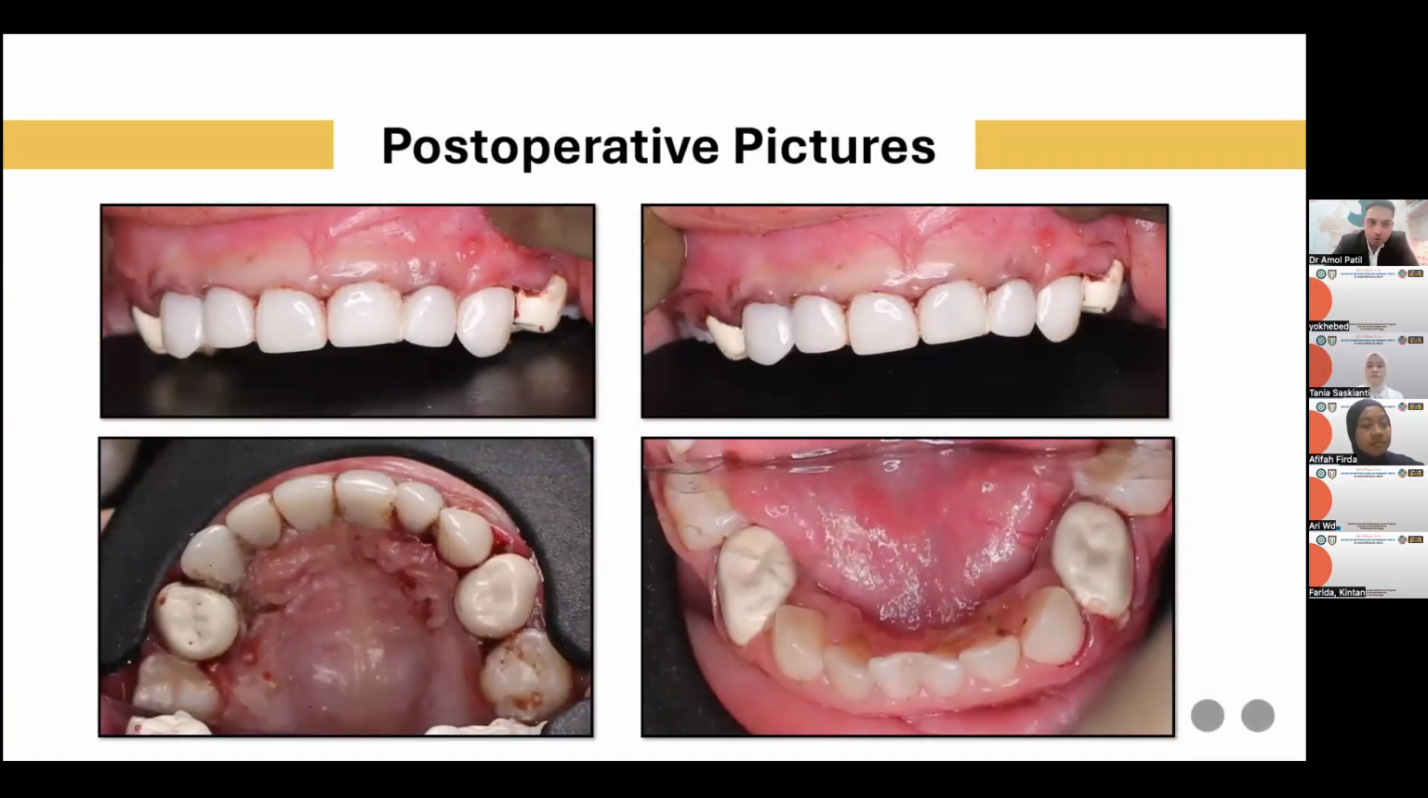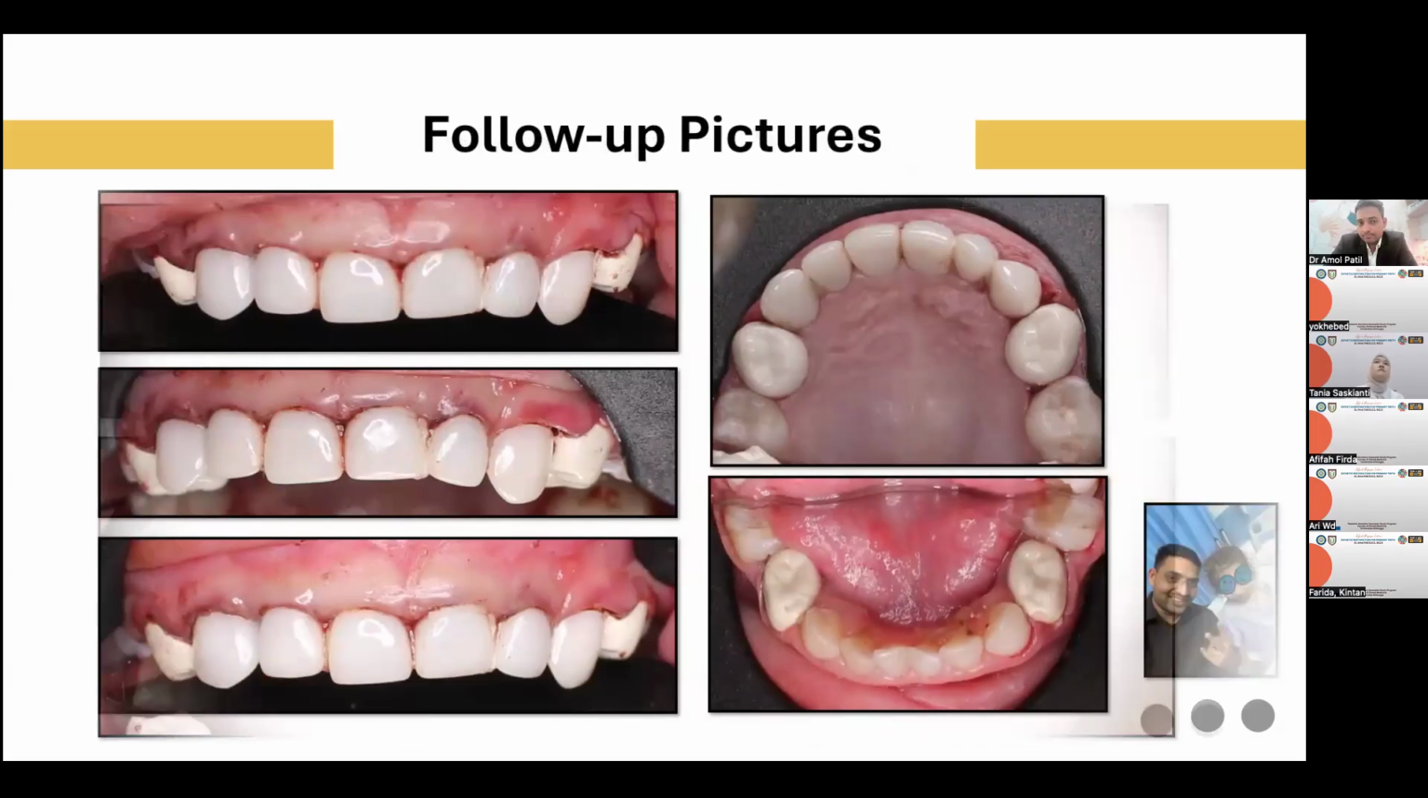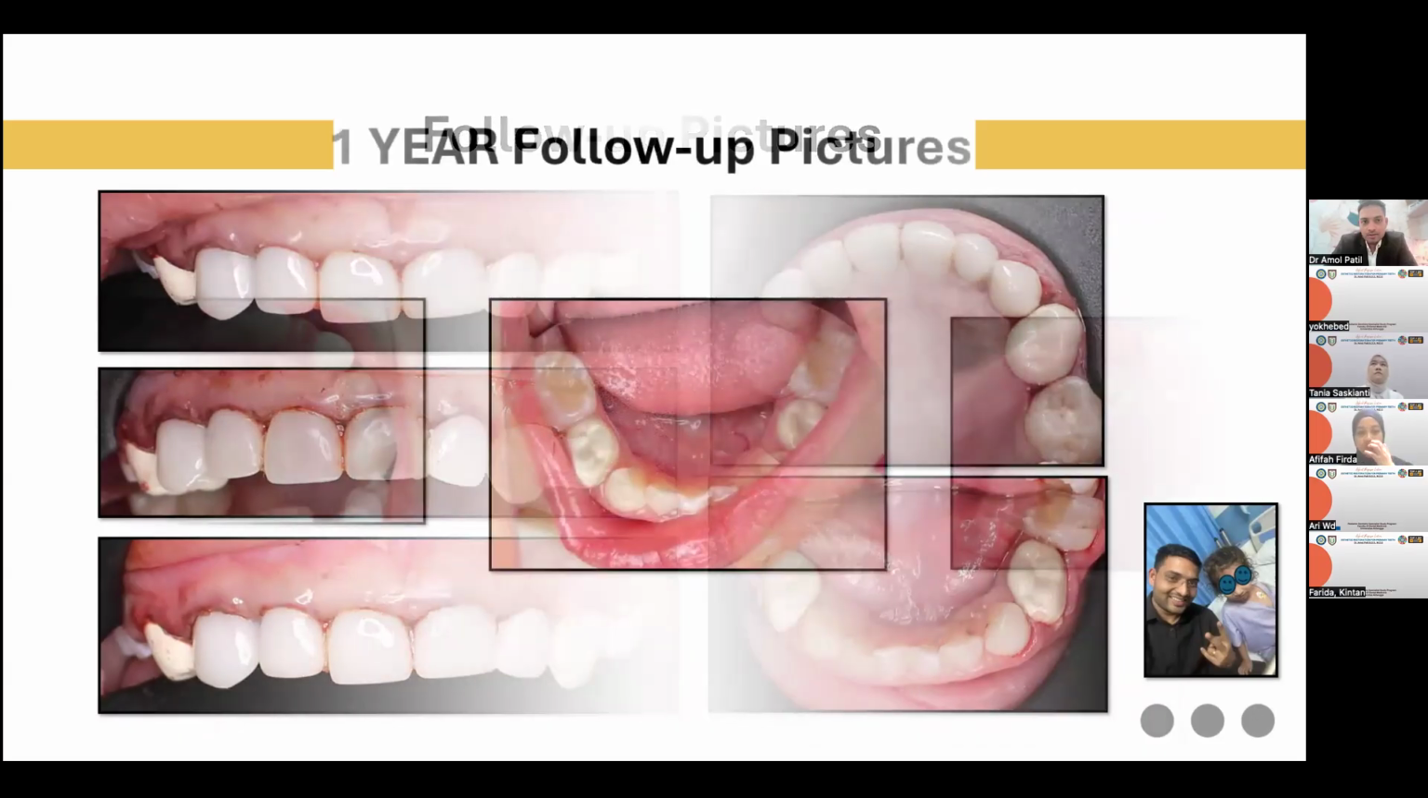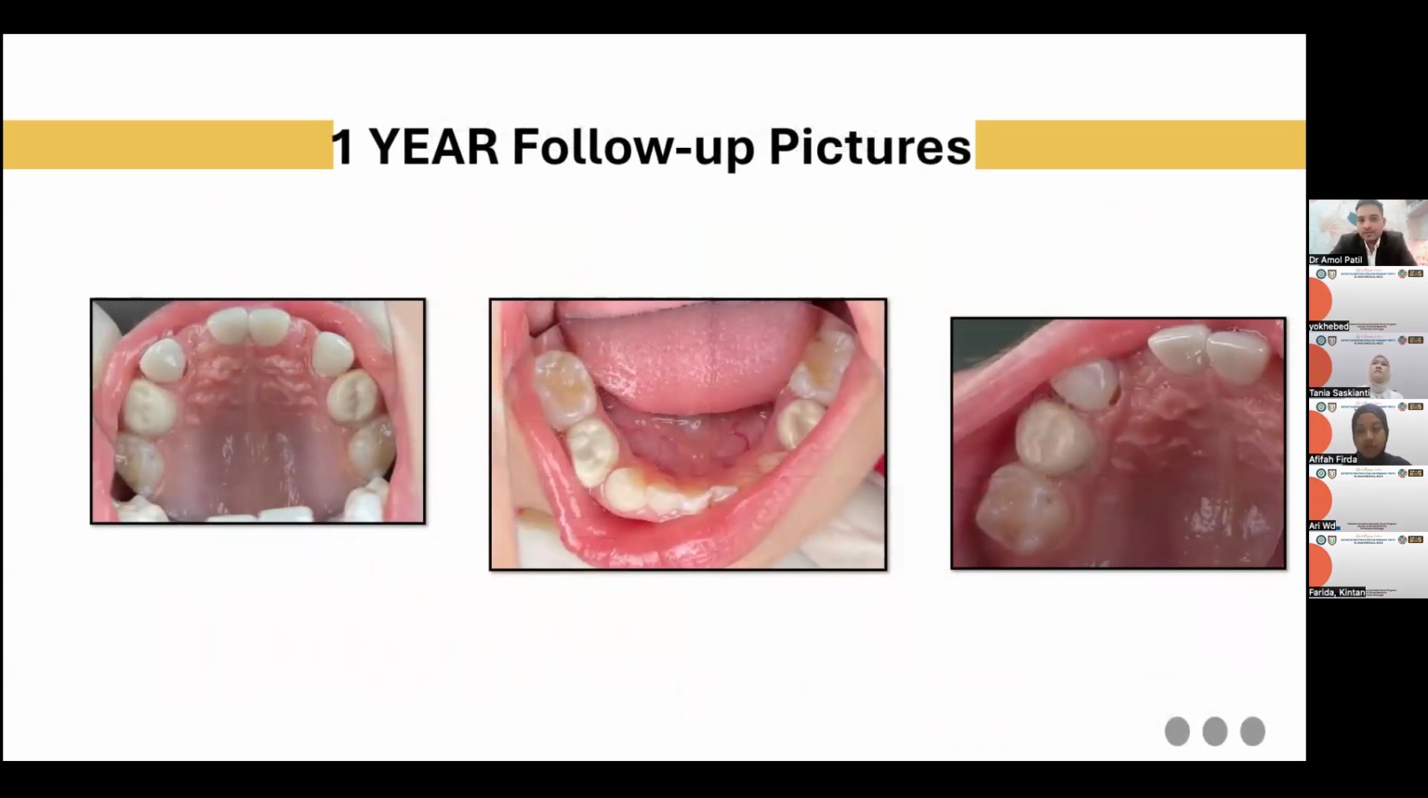This was the immediate post-op picture in the operation theater, where we can see all the teeth from canine to canine were restored with zirconia, and the posterior teeth were restored with the biflex crowns. Now, the problem which happened in this case, this was the 1 month follow-up picture. And this is the 1 year follow-up.